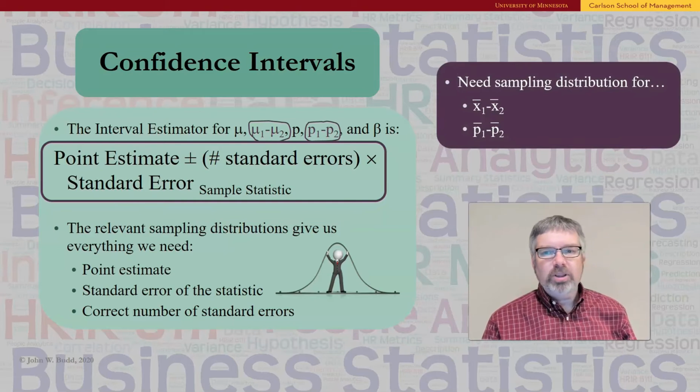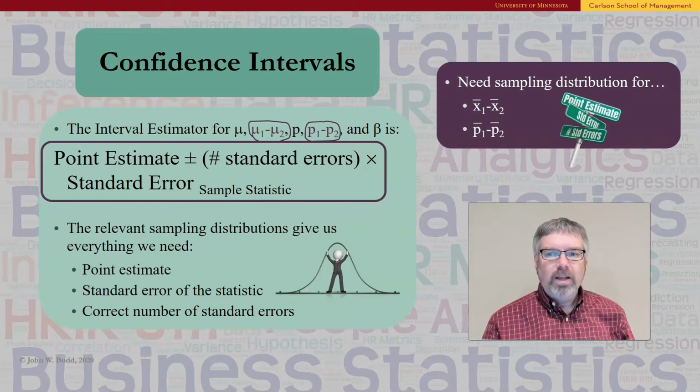Well, we need the sampling distribution. If we have the sampling distribution of x bar 1 minus x bar 2, that will give us the point estimate, standard error, and we'll know how to find the correct number of standard errors. If we have the sampling distribution of p bar 1 minus p bar 2, then we will have the point estimate, we'll have the standard error, and we'll have a shape of a distribution so that we can find the correct number of standard errors. And again, that will give us everything we need to find confidence intervals for mu1 minus mu2 and p1 minus p2.